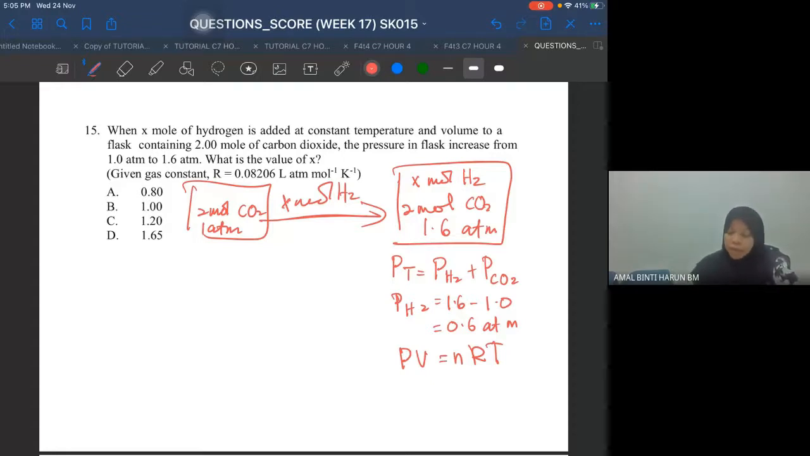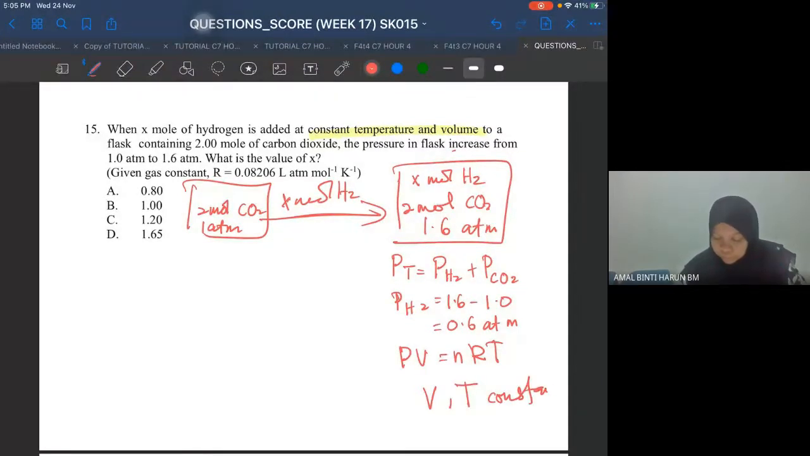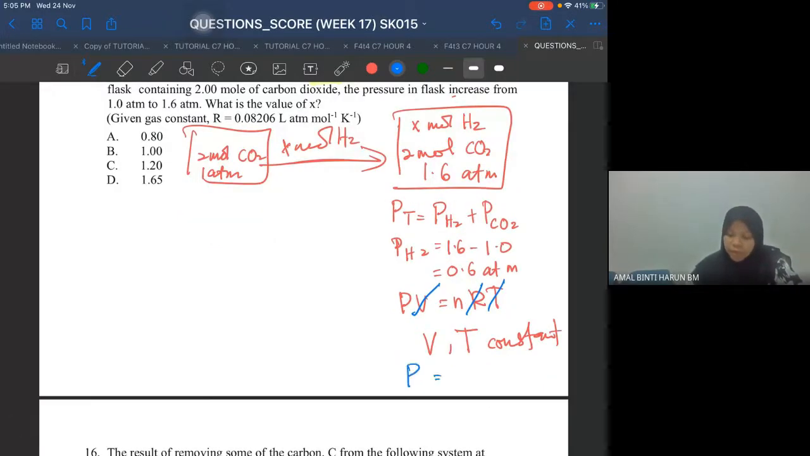Okay, dia kata volume dan juga mana? Mana dia kata, ada tak cakap? At constant temperature and volume. Okay, highlight this one. Constant temperature and volume. V dengan T ni constant. So apa yang kita boleh buat? Kita cancelkan V constant, T constant, R memang constant. So kita ada hubungan P sama dengan n tu kan.